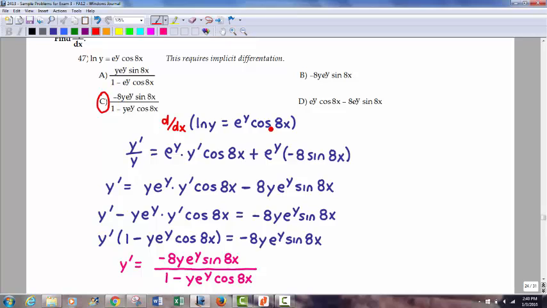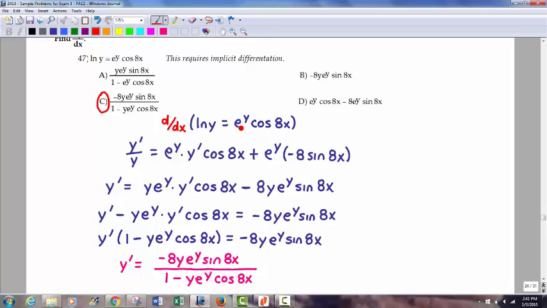On the right side, I have to use the product rule. So the derivative of e to the y will be e to the y, but because we're taking it with respect to x, we have to put a y prime. Remember, anytime you differentiate a y, you must put a y prime. If that was the derivative of e to the x, it would be e to the x times 1, so it would just be e to the x. But in this case, the 1 would have to be y prime, because you're taking it with respect to a different variable. And then cosine of 8x would just sit there.